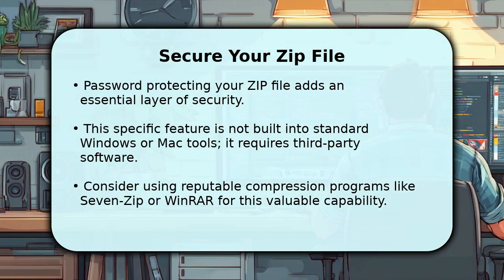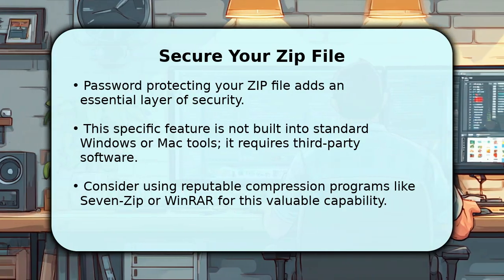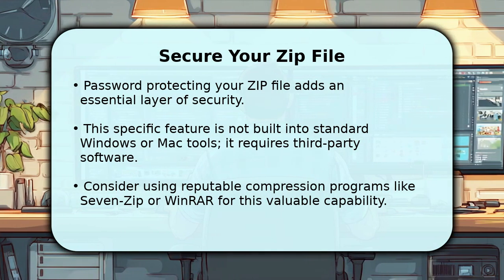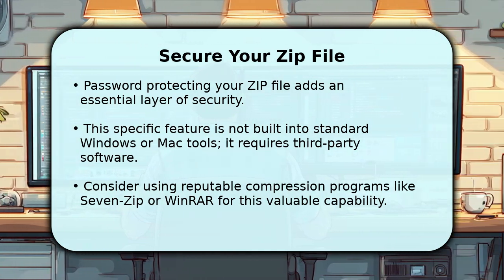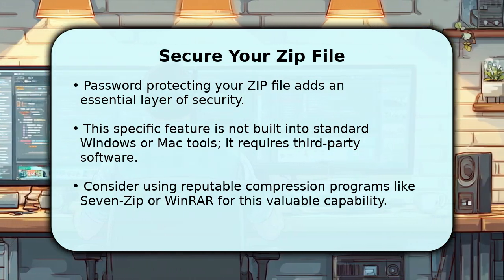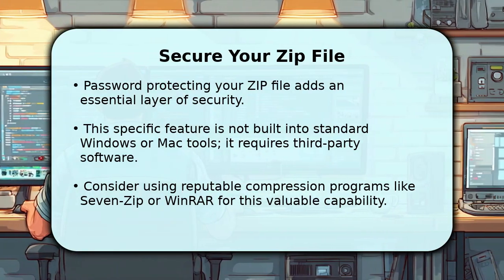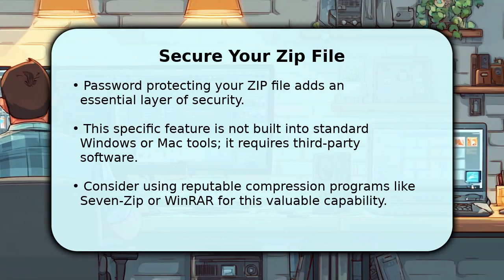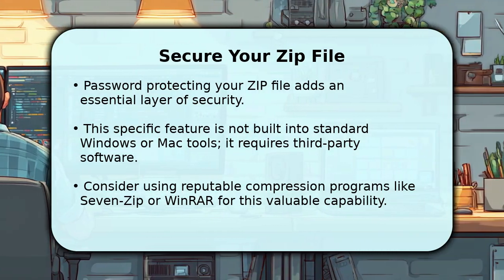Standard Windows and Mac tools do not natively offer this encryption feature. You will need to use a reliable third-party compression program, such as 7-Zip or WinRAR, to apply password protection. Always select a strong, unique password, combining uppercase and lowercase letters, numbers, and symbols for maximum security.